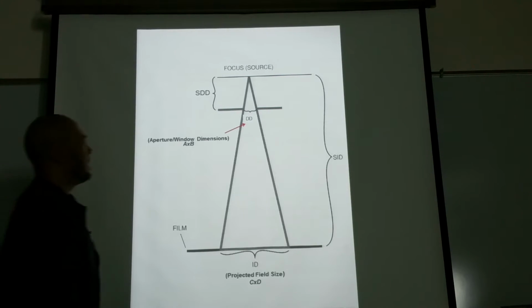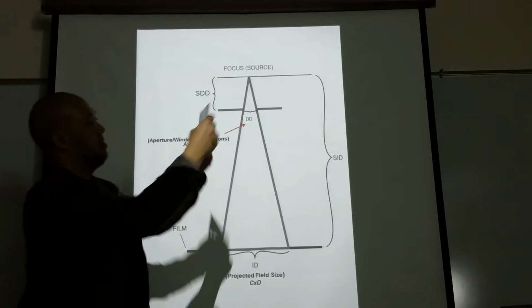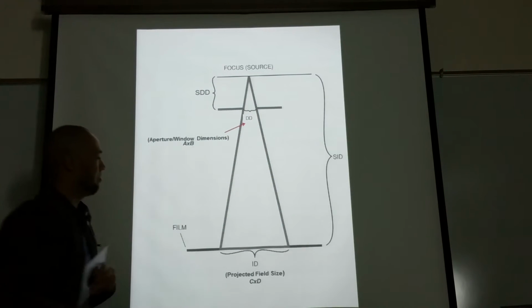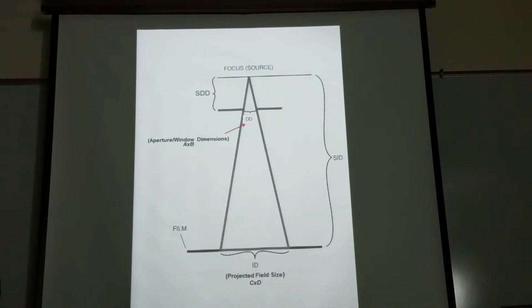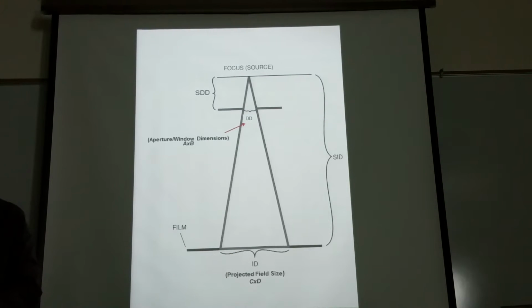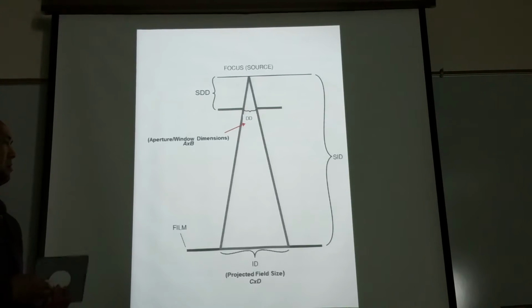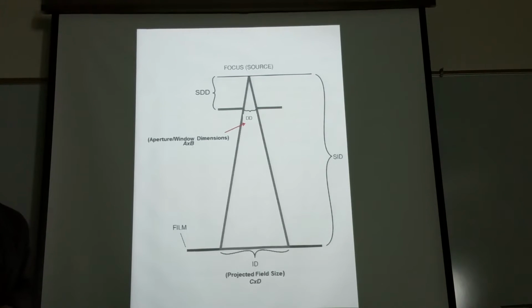Okay. Now here is your X-ray beam being projected through your aperture window, the aperture diaphragm, as it's being reflected down. ID stands for image dimension, or let's just call it your beam dimension, your X-ray beam dimension. That'll help. ID stands for image dimension or beam dimensions. Okay, and everybody knows what SID is, right? Source to image distance.